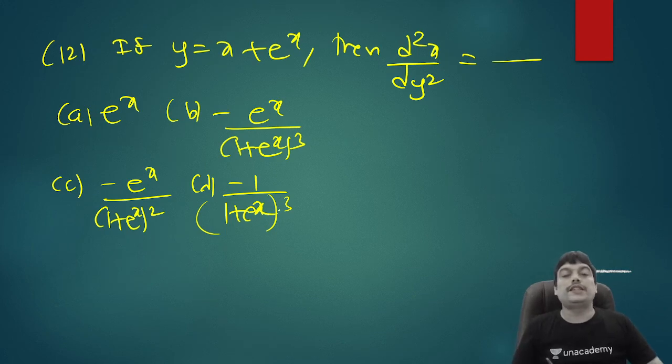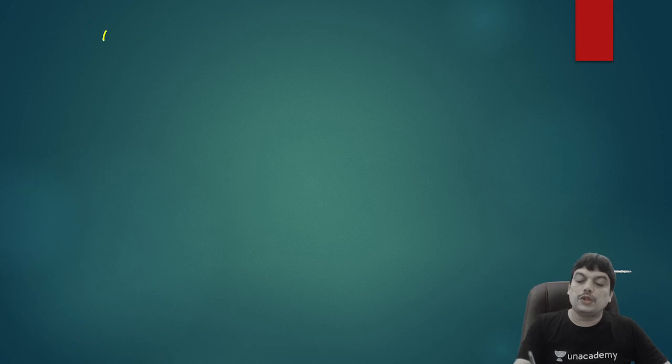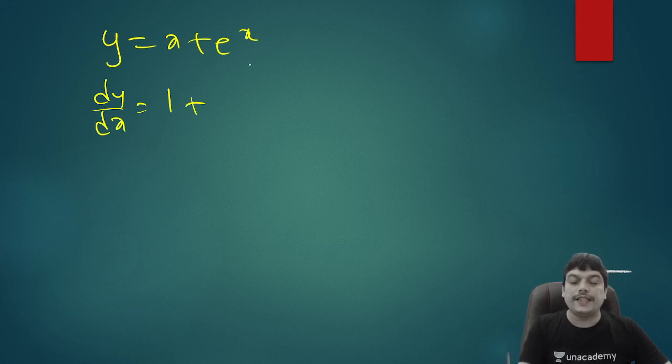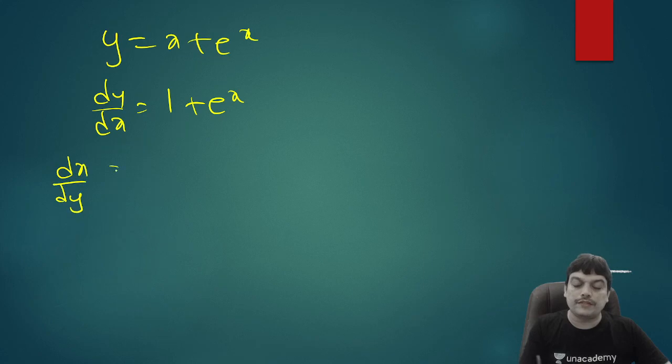So this is also quite similar to the previous question, and let's do it. So y is x plus e power x. So differentiate this, you'll get dy by dx equal to d by dx of x is 1 and d by dx of e power x is e power x. So therefore, what is dx by dy? The reciprocal of this, 1 by 1 plus e power x. Or you can also write (1 plus e power x) whole power minus 1.